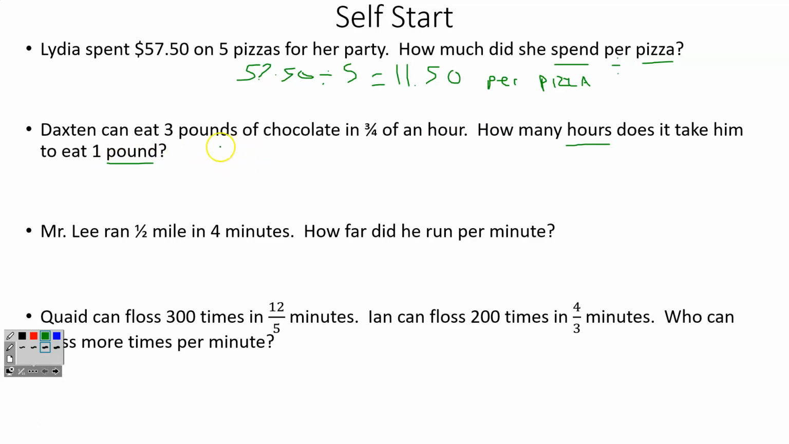So in this case, I'm not going to just do 3 divided by 3/4. I'm going to do 3/4, which is the hours, divided by the pounds, which is 3. So I'm going to do 3/4 divided by 3 and get an answer of 1/4. So how many hours does it take him to eat 1 pound? It takes 1/4 of an hour.